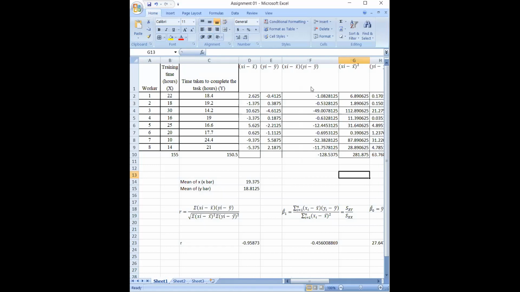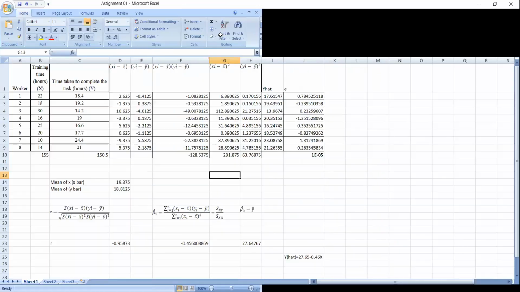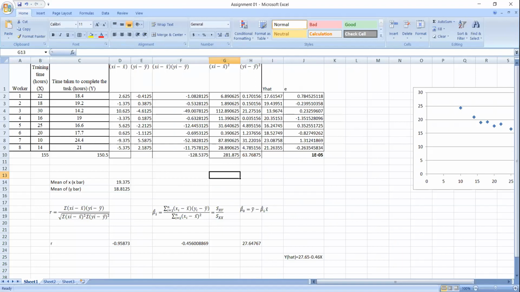Right, so this is the example that we discussed last week, right? So if you can remember, we were discussing a data set where x was the training time and y was the hours taken by a particular employee to complete a given task. So we fitted a regression line, and we calculated y hat values also.